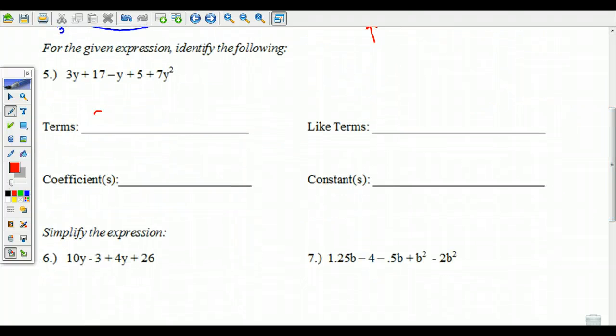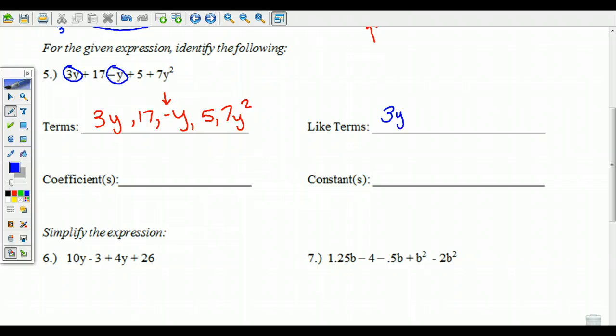Alright, number 5. The terms are everything with commas, basically, but you also have to have your negative signs, especially right here for this negative y. So there's the terms. The like terms are the ones that we would put the same shapes around. So we would put same shapes around 3y and negative 1y. So that's a pair of like terms. Okay, and then there's also another pair of like terms. And that's the 17 and the positive 5. A couple different ways to write that, but make sure you say that this is one pair of like terms, and this right here is another pair of like terms.